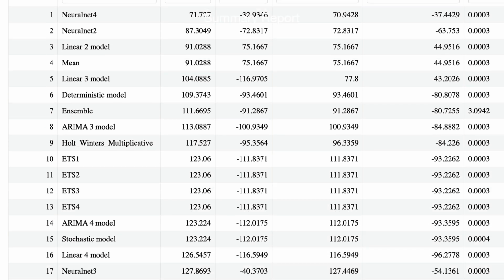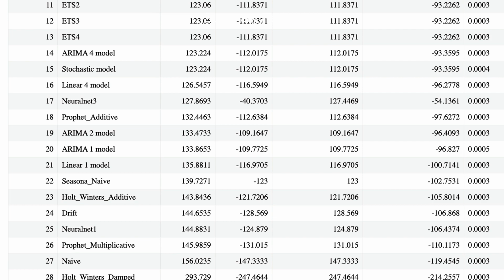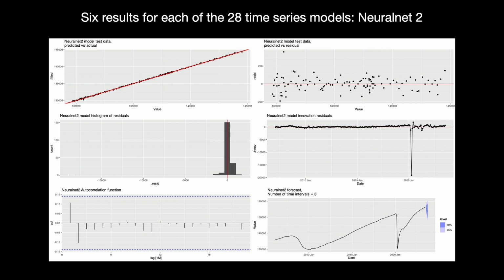So here's the first part, all the way down to 28th function, and it does a lot more for you. So it gives you 6 results for each of the 28 time series models. You can see predictive versus actual. You can see a histogram of the residuals. You can see the autocorrelation function. And this one in the lower left corner is a work of art. This indicates that what we're modeling is signal, not noise. It's so good. Most of the other ones, and you'll see ones in just a couple seconds, are not nearly this clean. Starting up on the right, that's residuals, and then innovation residuals, and then it gives you a plot of the forecast. So it does all this for all of the models.